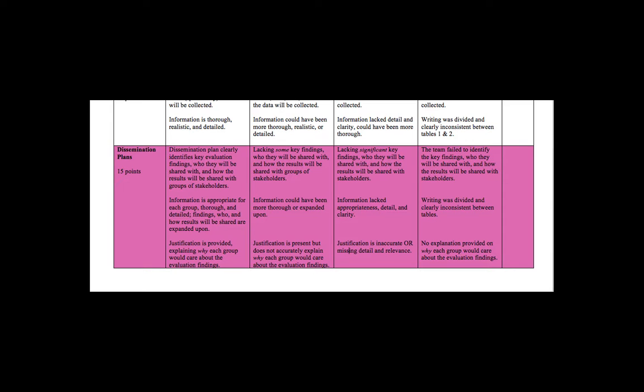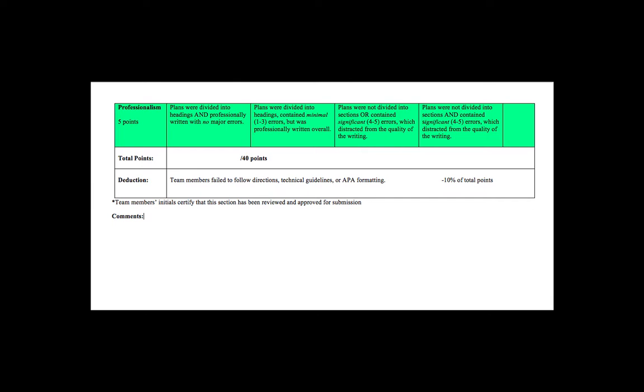As we move down the point scale, there is lacking some to significant key findings, as well as information lacking appropriateness, detail, and clarity, and justification is inaccurate or missing detail and relevance. Or in the last column, the team failed to identify the key findings, as well as writing was divided and clearly inconsistent between tables, and there was no explanation provided on why each group would care about the evaluation findings. Next, we have professionalism shaded in green.